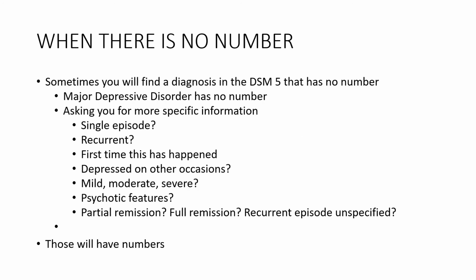When there is no number, sometimes you will find a diagnosis in the DSM-5 that has no number. That would be major depressive disorder, which has no number, asking you for more specific information such as, is this a single episode, does it only happen once, or is it something that's happening all the time? First time that this happened, depressed or other occasions, is it mild, moderate, or severe? Are there any psychotic features to it? And then also, is there partial remission, full remission, current episode unspecified? All those things are something that you need more information on so that you can really understand it. And then those will have numbers.